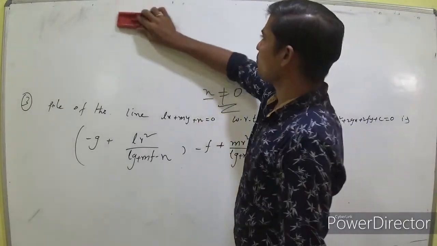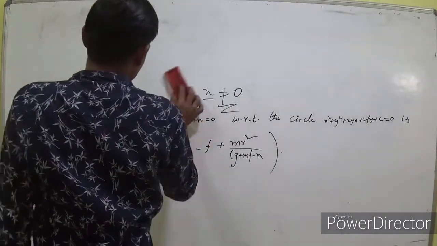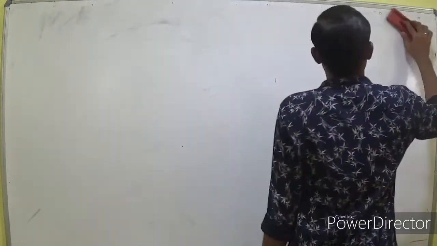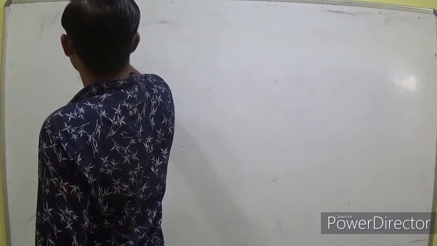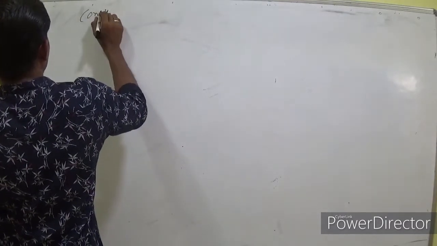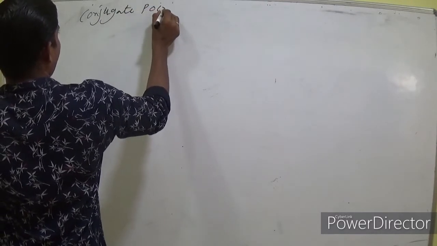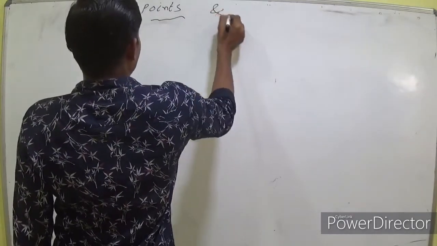Conjugate lines and conjugate points. Pole and polar are like that. Conjugate points will be there. See here, conjugate points and conjugate lines.